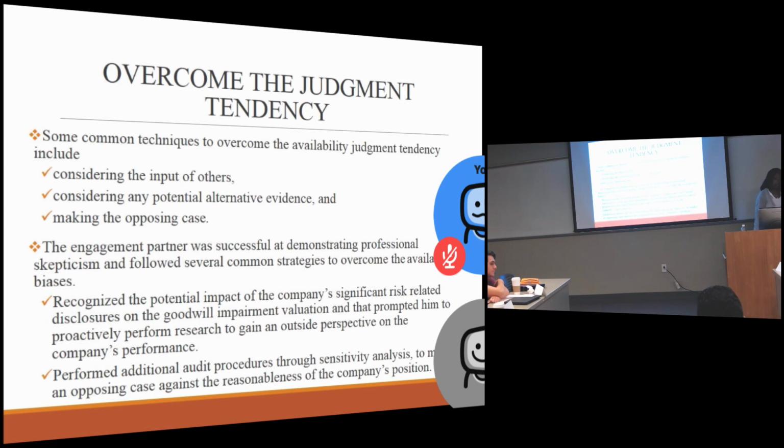As I said, the engagement partner did demonstrate professional skepticism. He recognized the potential impact of the company's significant risk based on the disclosures about goodwill impairment in their 10K. And so based on that, he followed through and obtained additional evidence by going outside of the company, outside of just looking at the information that the specialist provided. He looked at analysts as well. Okay. Questions on that?